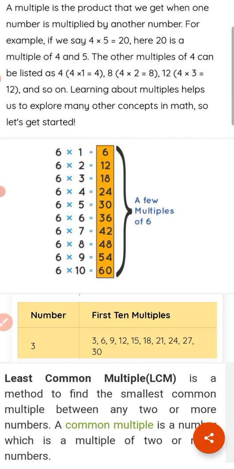Okay, least common multiple. You already learned about multiples. A multiple is a value we get when we multiply a number with another number.